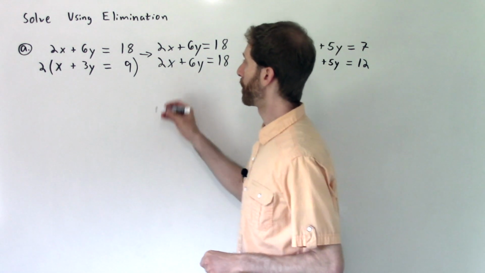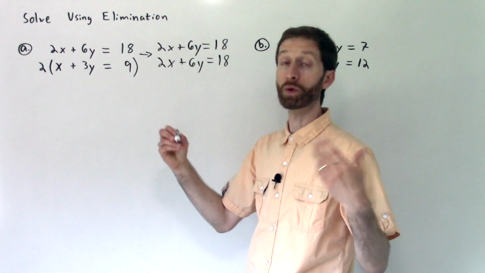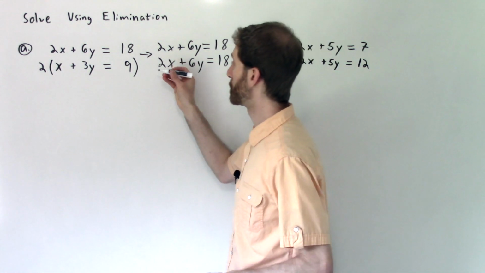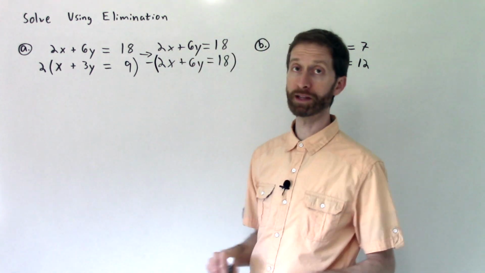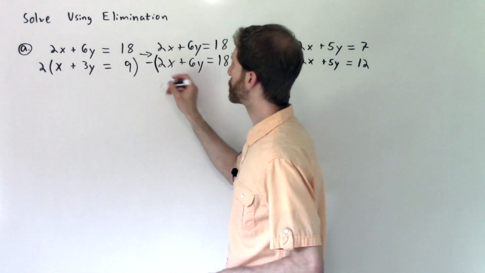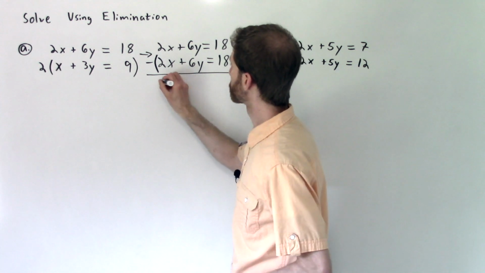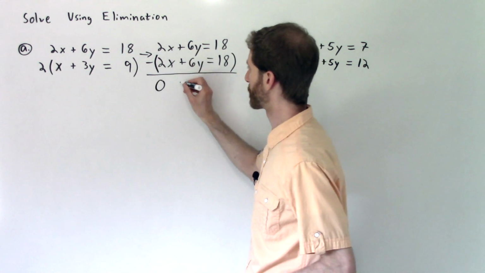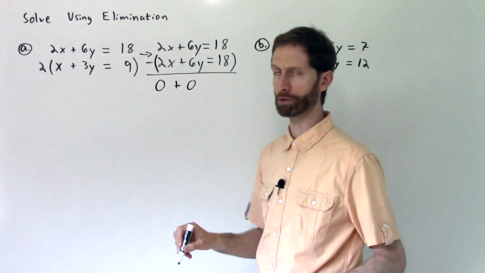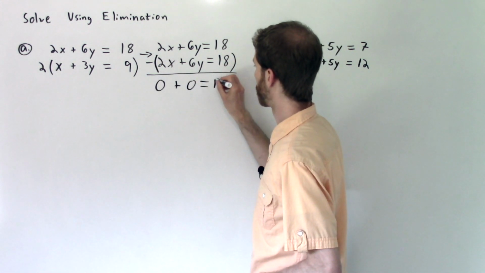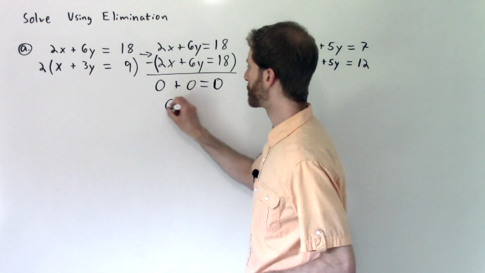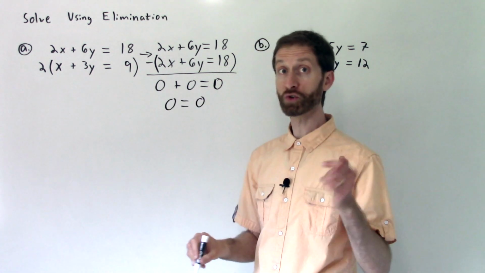If you go a little farther, we want to eliminate the x's. We would have to subtract to do that. A positive 2x minus a positive 2x. So we have to subtract the bottom equation from the top. 2x minus 2x is 0. 6y minus 6y is 0. No variables. 18 minus 18 is 0. So we get 0 equals 0, which is a true statement.